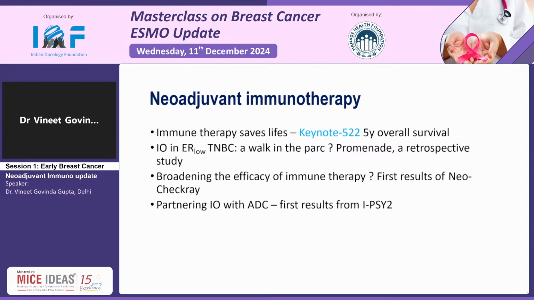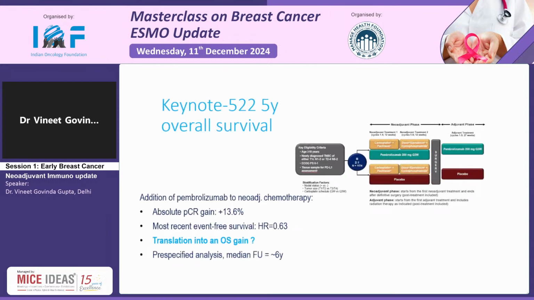What about the NeoCHAKRA study? The NeoCHAKRA study looks at the addition of some agents in neoadjuvant therapy, and there is an I-SPY 2.2 analysis, which is partnering immunotherapy with an ADC as neoadjuvant therapy, and what kind of patients respond to it. I think a lot of these will come into the clinic over time. So, exciting to see them all. Let's start with KEYNOTE-522, the 5-year overall survival.